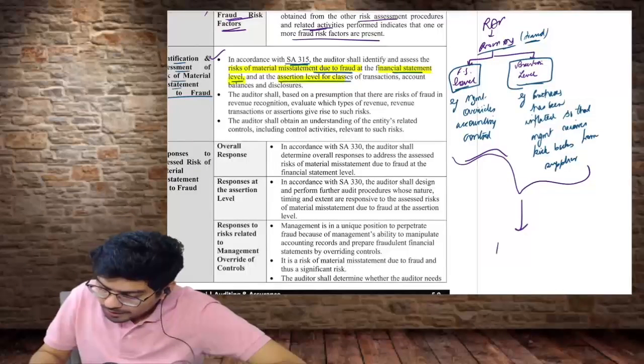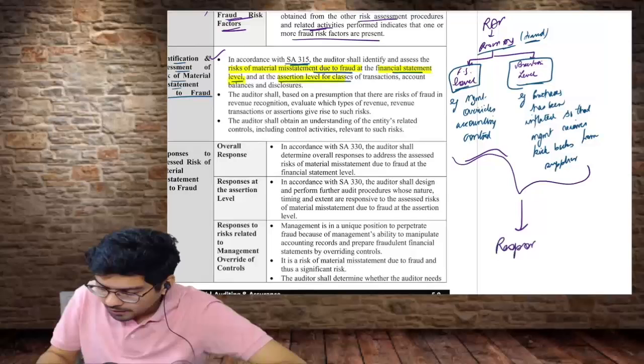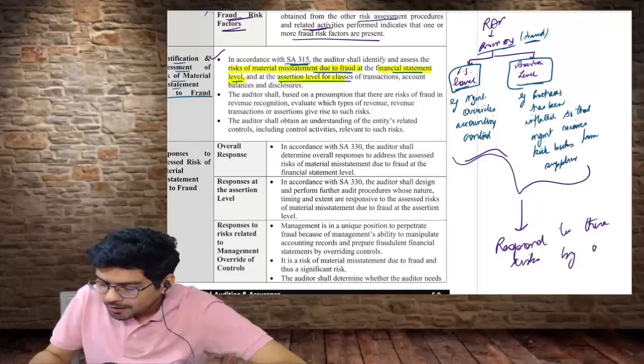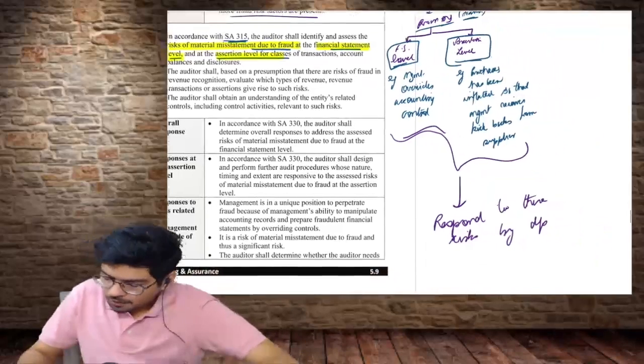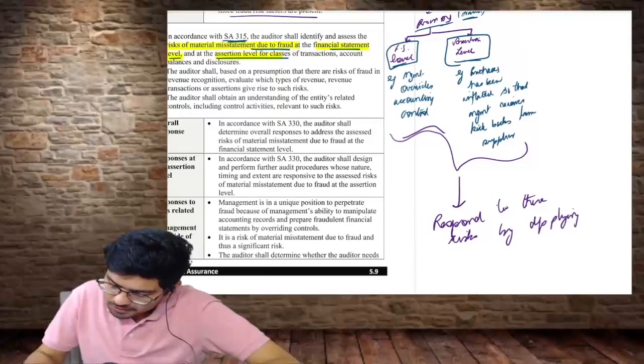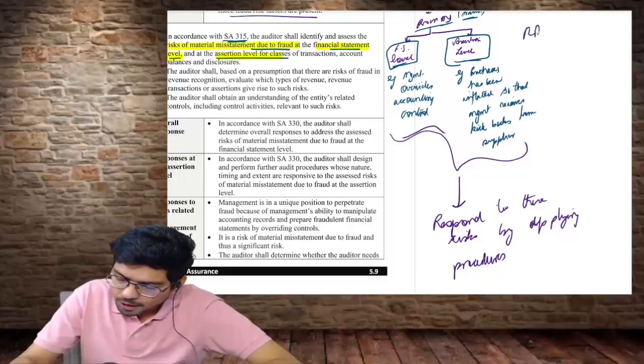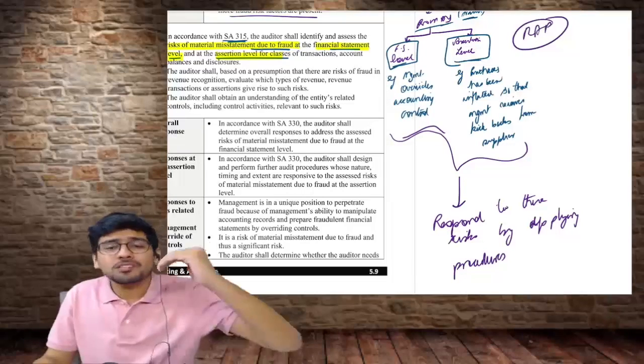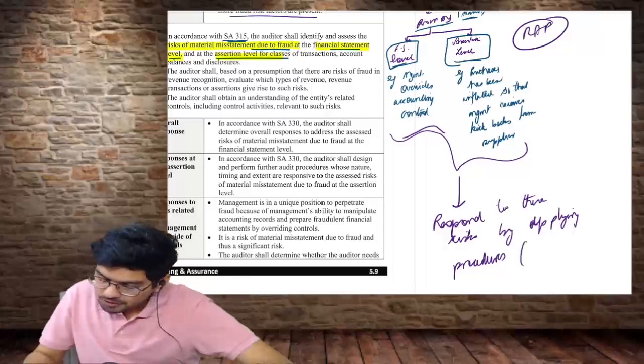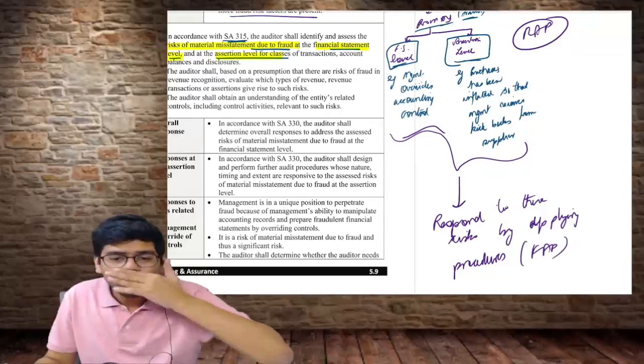He is going to respond to these risks. How is he going to respond to these risks? By doing what? By applying procedures. Which procedures? Can anyone answer? By applying procedures. So we do an RAP here, we get ROMMs. Now on the basis of the risk, I am going to apply procedures. What are the procedures? Basically I am going to do further audit procedure.